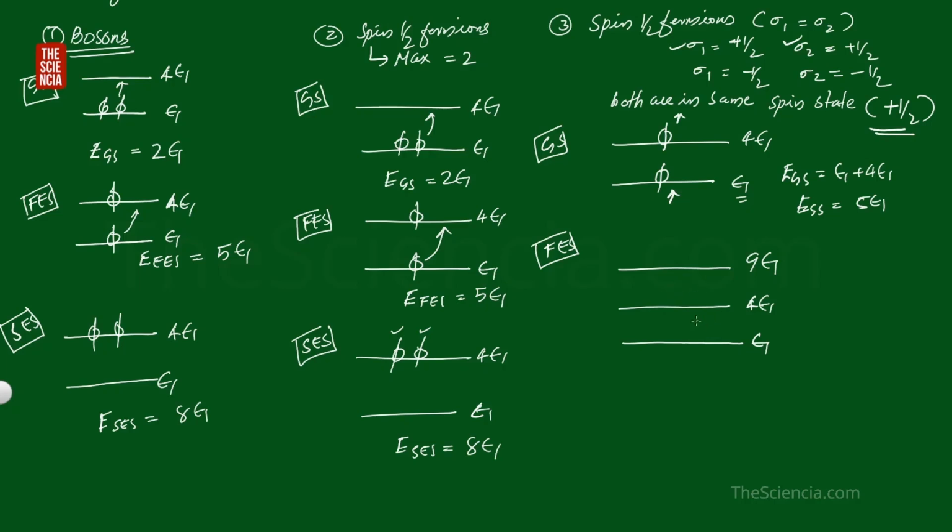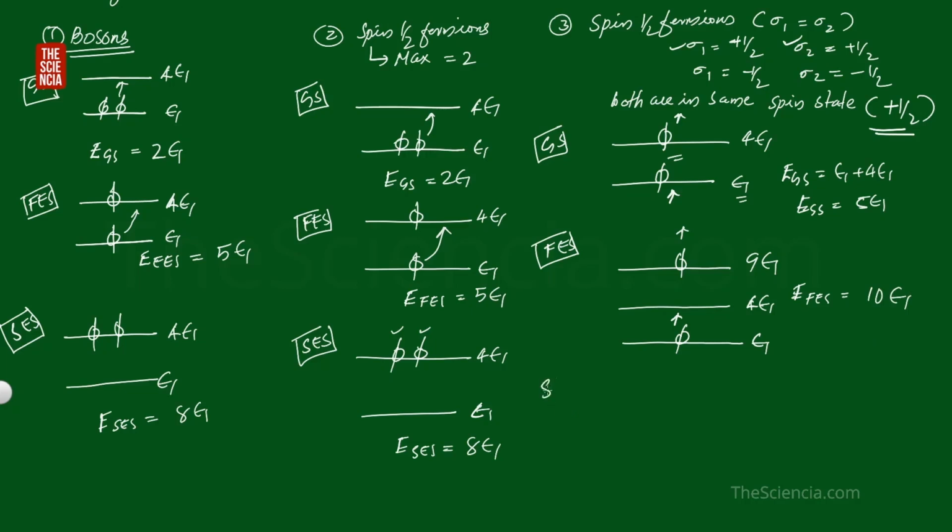So if I am filling one particle here, then this is in the spin up state. I am taking the other particle to the next higher state, and this is also in the spin up state. So what will be the total energy? The first excited state energy will be equal to 9 plus 1, that is 10E1.